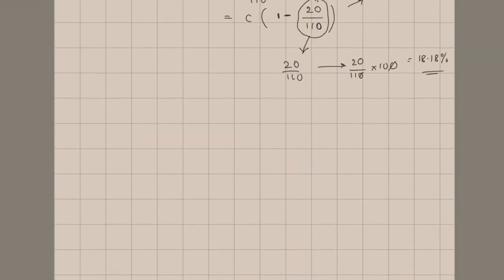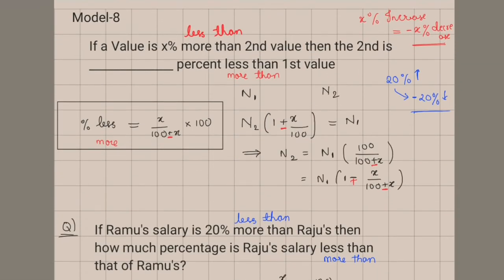And we have seen one more model where one value is X percentage more than the second value, then the second is how much percentage less than the first value, which we got the same result as in the previous model, which is X by 100 plus X into 100. Similarly, if it is X percentage less than the second value, then it is X by 100 minus X into 100. Because X percentage increase equals minus X percentage decrease. Similarly, X percentage decrease equals minus X percentage increase.